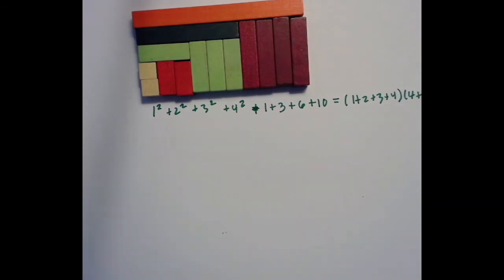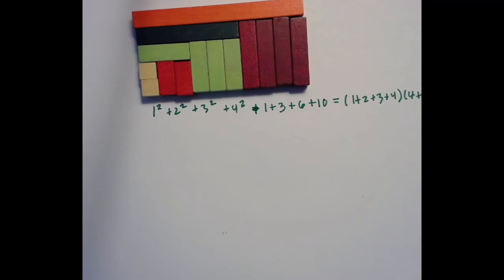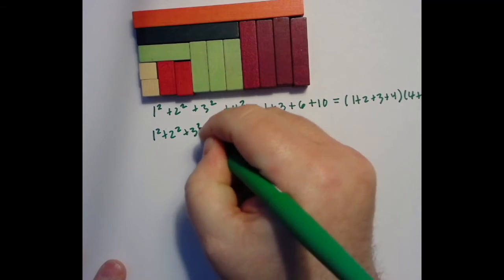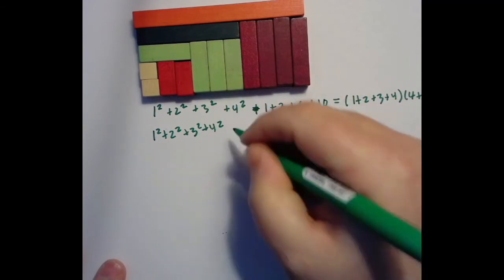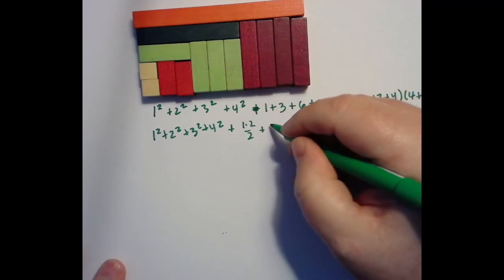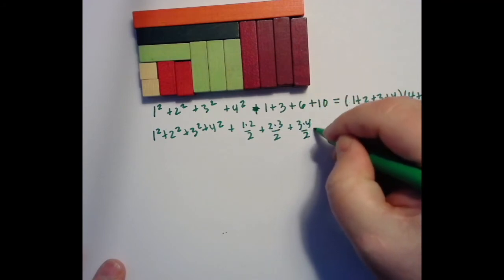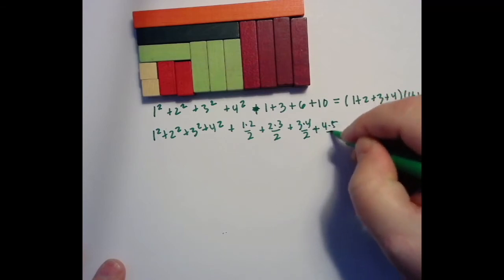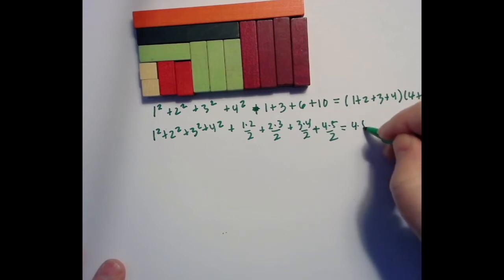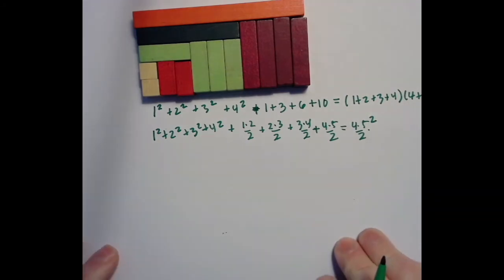So this is interesting because I have this triangular number and I have a bunch of triangular numbers here. So let's just write this here: 1 squared plus 2 squared plus 3 squared plus 4 squared. Now this thing I'm going to rewrite as 1 times 2 over 2 plus 2 times 3 over 2 plus 3 times 4 over 2 plus 4 times 5 over 2. And then this is going to be 4 times 5 over 2 times 5 again. So let's just make that squared like that.